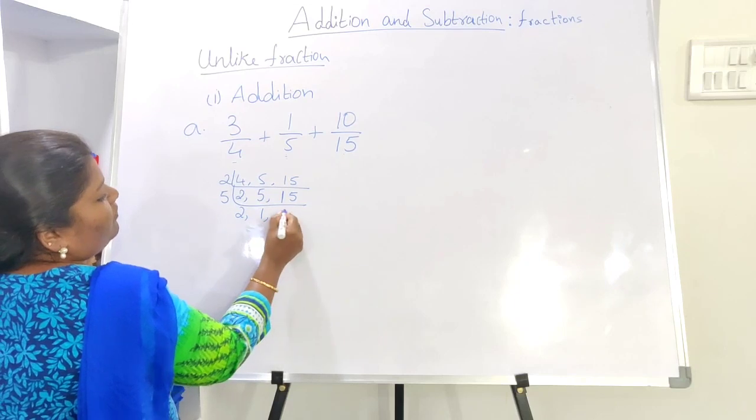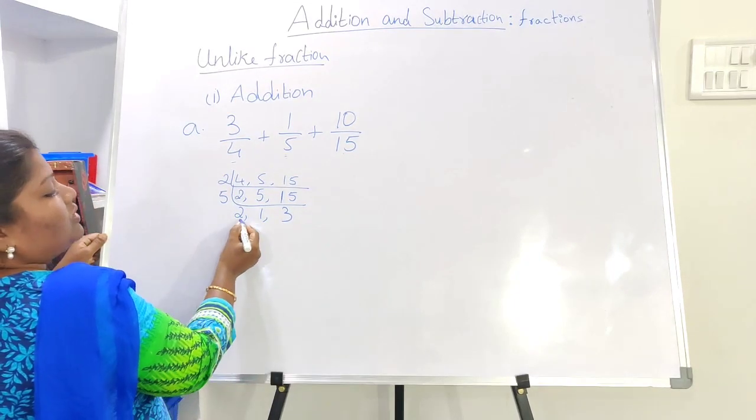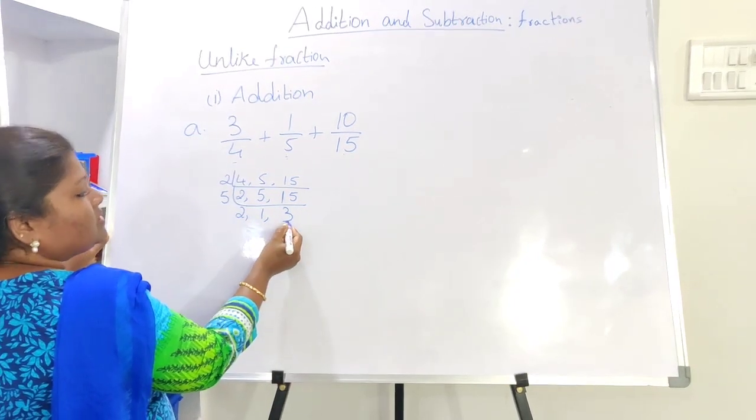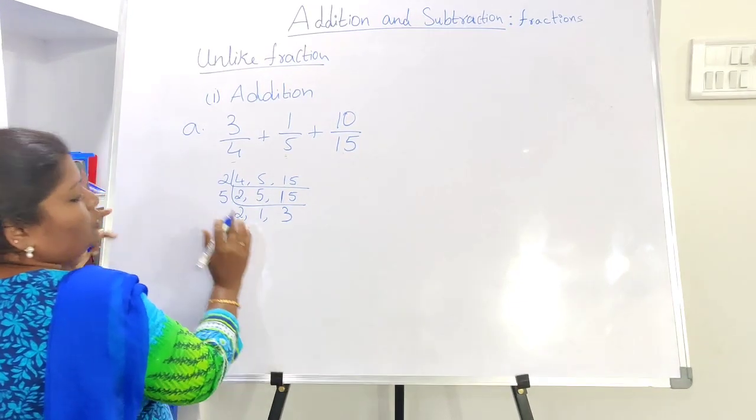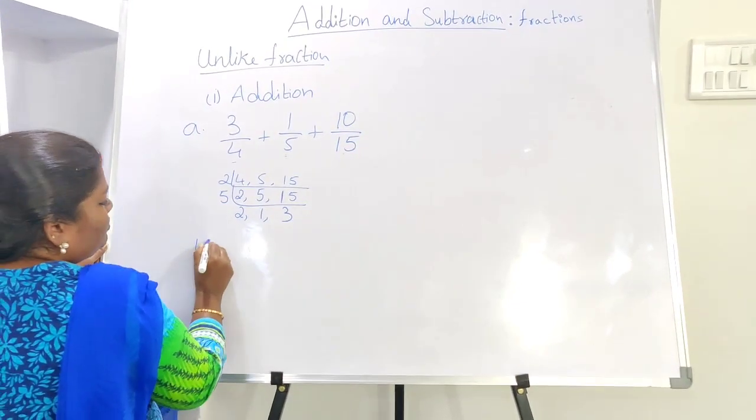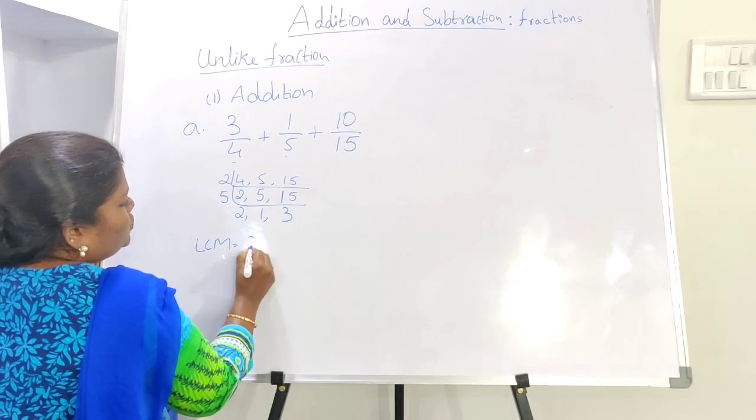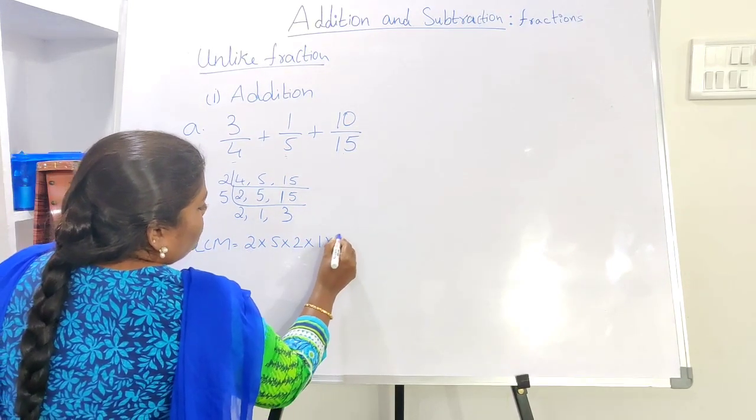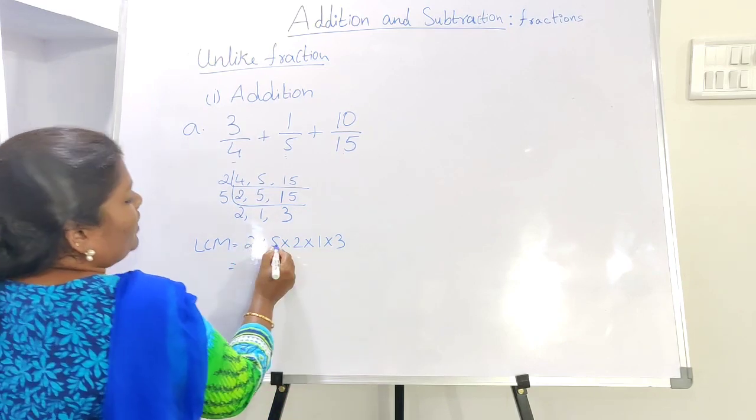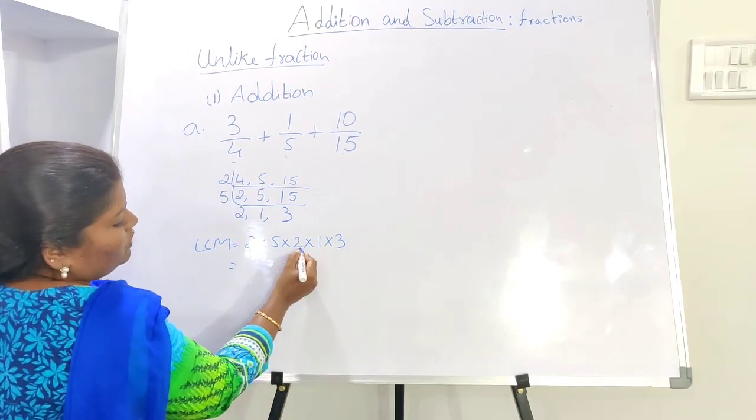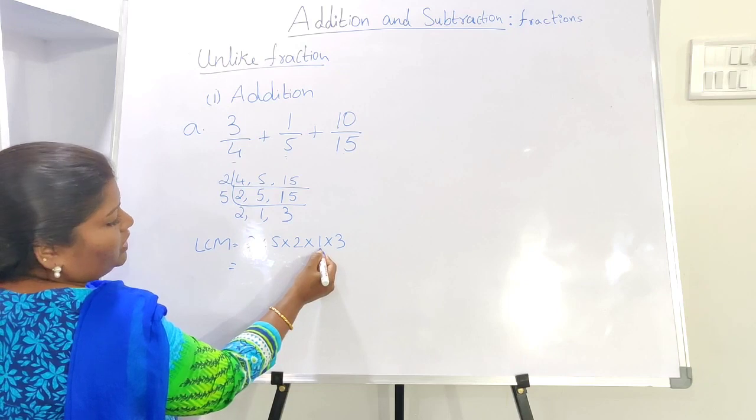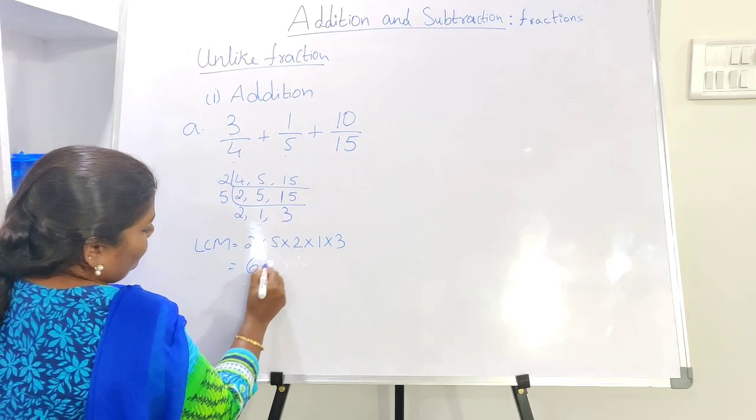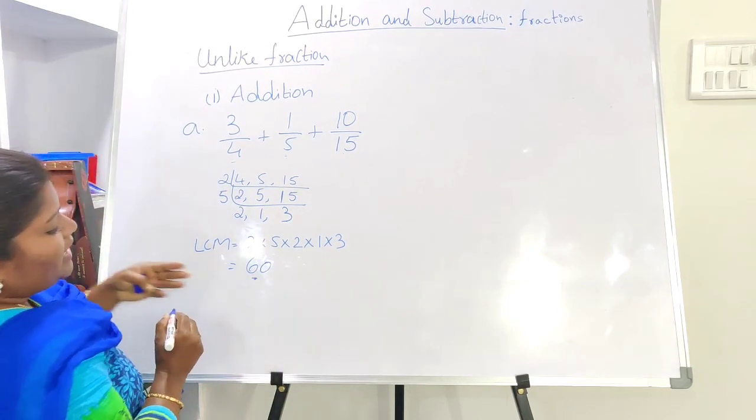5 ones are 5, 5 3's are 15. Now these two are prime numbers and they are not repeating, so you can stop here and just multiply 2 into 5 into 2 into 1 into 3. Now here 2 5s are 10, 10 2s are 20, 20 1s is 20, 20 3s are 60. So the LCM you got is 60.